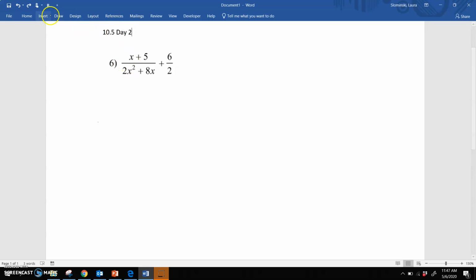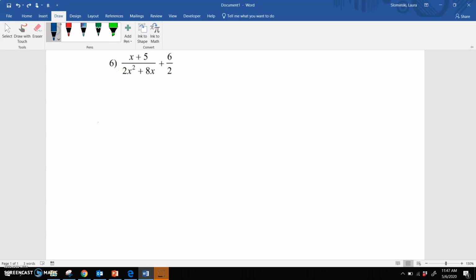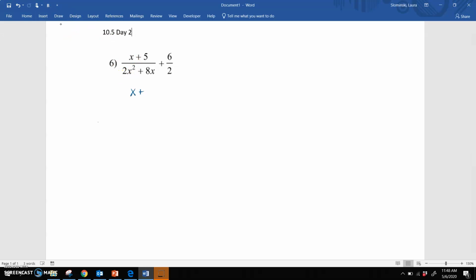So I look at my first fraction here and I see that we have x plus 5 on top. That's okay. But the bottom I recognize has a GCF of 2x. So I must factor out a 2x, and then I'm left with times x plus 4. So make sure you get that into simplified form. I also recognize that 6 divided by 2 is actually 3. So I change it to 3 over 1.